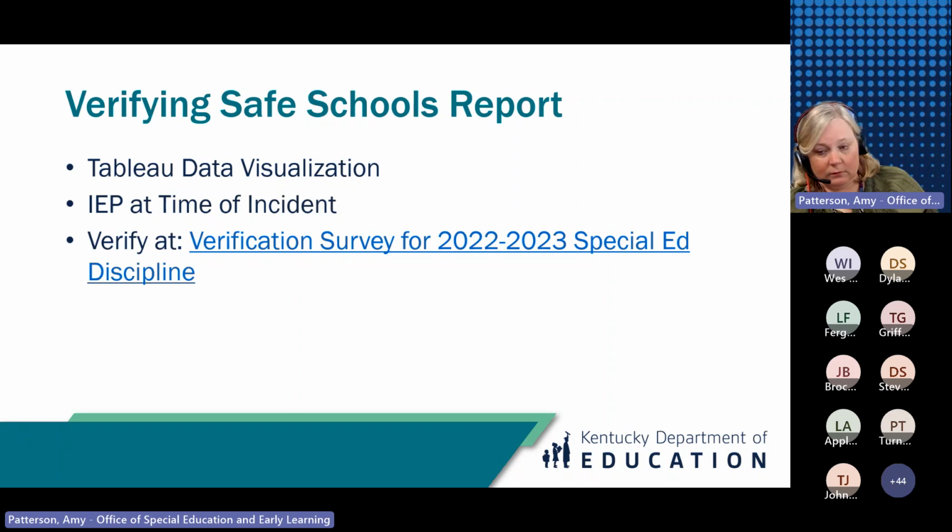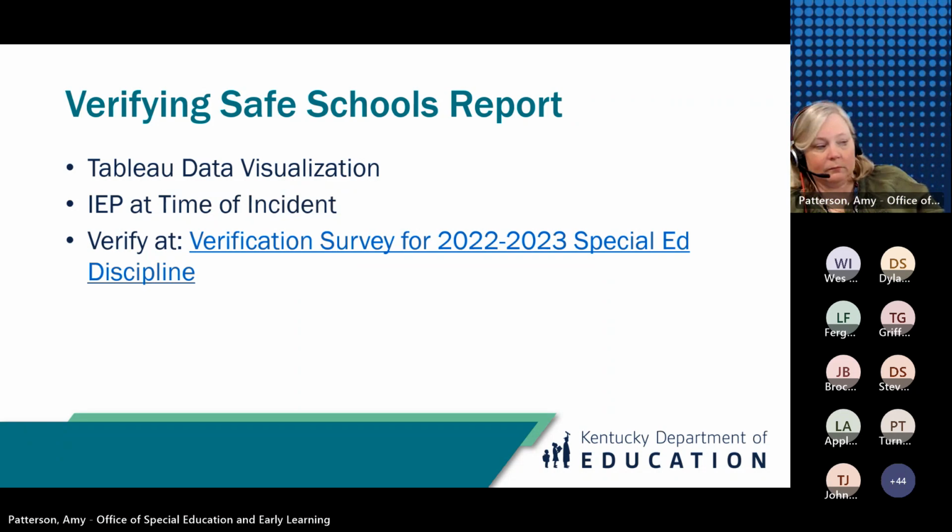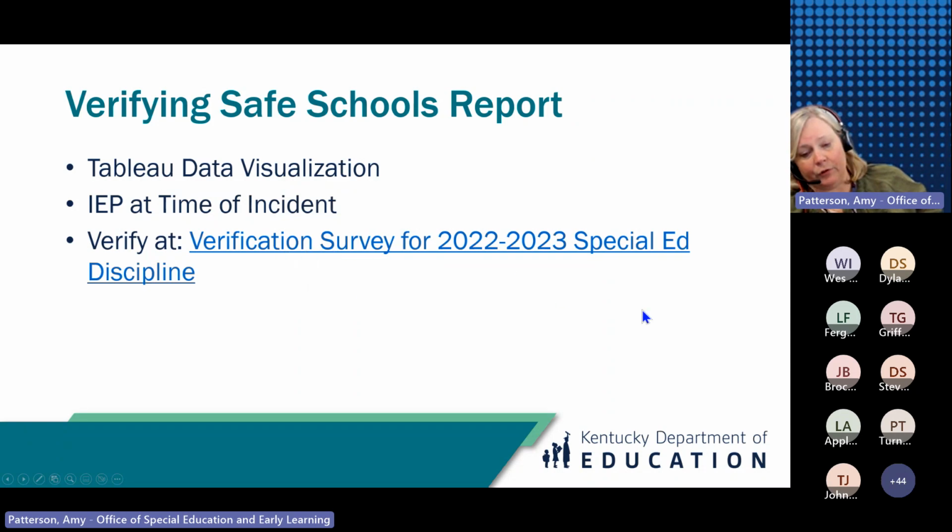But if they do have an IEP now, even if they weren't on job count, they're going to be considered a kid with an IEP for this particular incident. And then once you've reviewed that data, you're going to click on the survey and sign off saying, yeah, I've reviewed this, to the best of my knowledge, this is accurate.